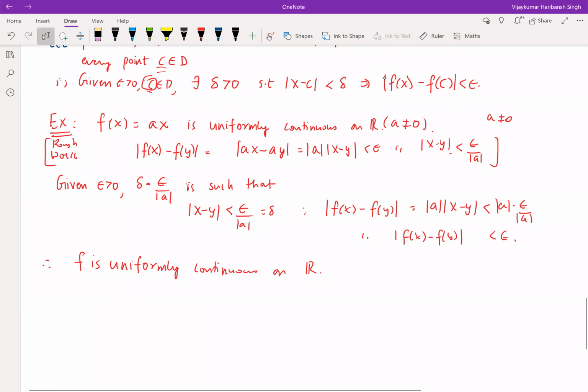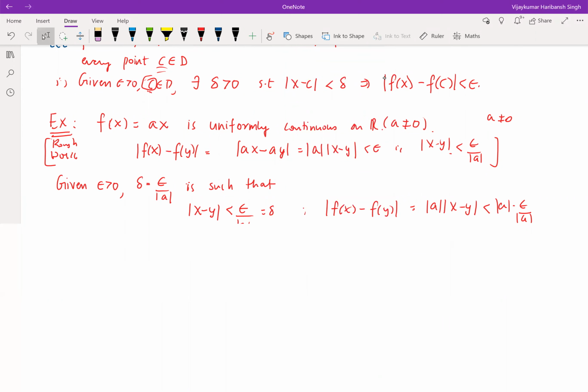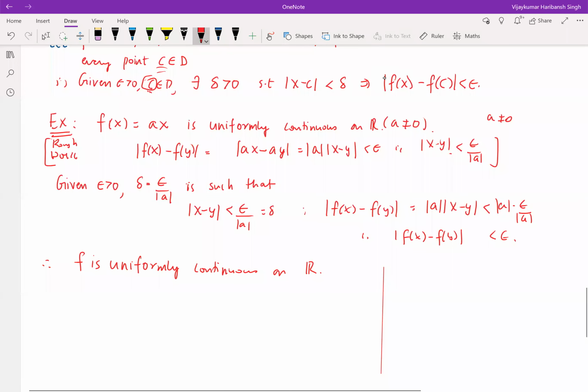Now, what is the idea? If I want to look at this pictorially, what will happen? Of course, I can't draw a random ax, but let me just draw f(x) equals 2x, say. So 0, 0; 1, 2; and 2, 4.